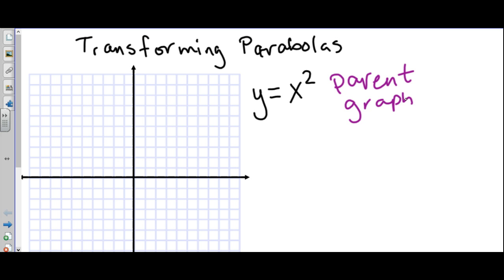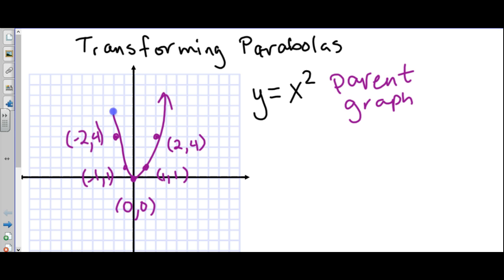So the parent graph we could find by making a table. I already know what the points are, so I know there's a point at (0, 0), (1, 1), and (2, 4), (negative 1, 1), and (negative 2, 4). So if you know this parent graph, you can graph any other parabola as long as the equation is in vertex form.